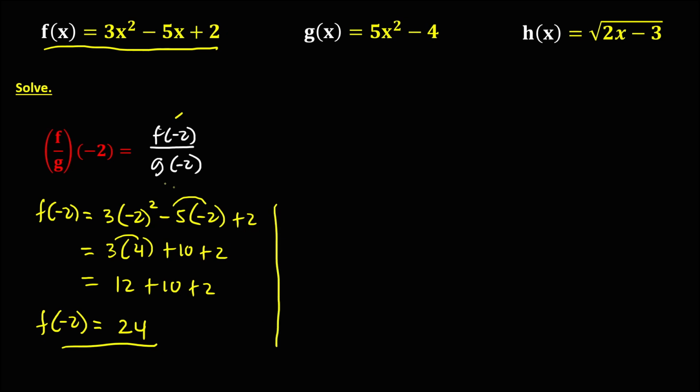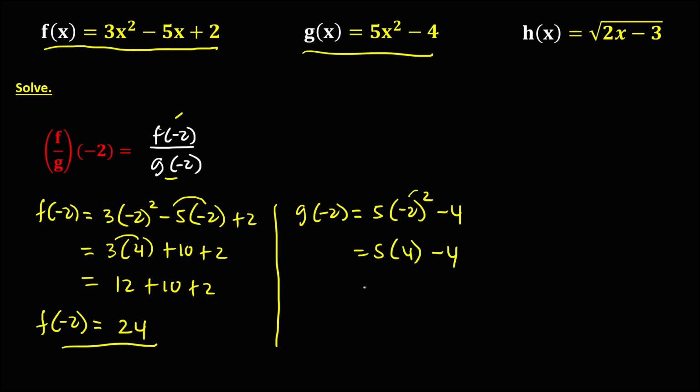24. Then for this g of negative 2 from g of x, we have 5 times negative 2 to the power 2 minus 4. Then this is 5 times, negative 2 to the power 2 is positive 4, minus 4. Then 5 times 4 is 20, minus 4. So therefore, g of negative 2 is equal to positive 16.